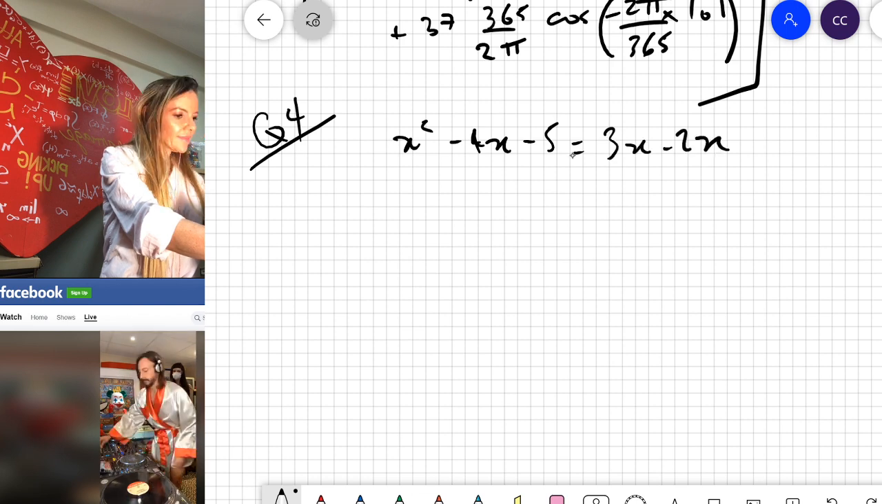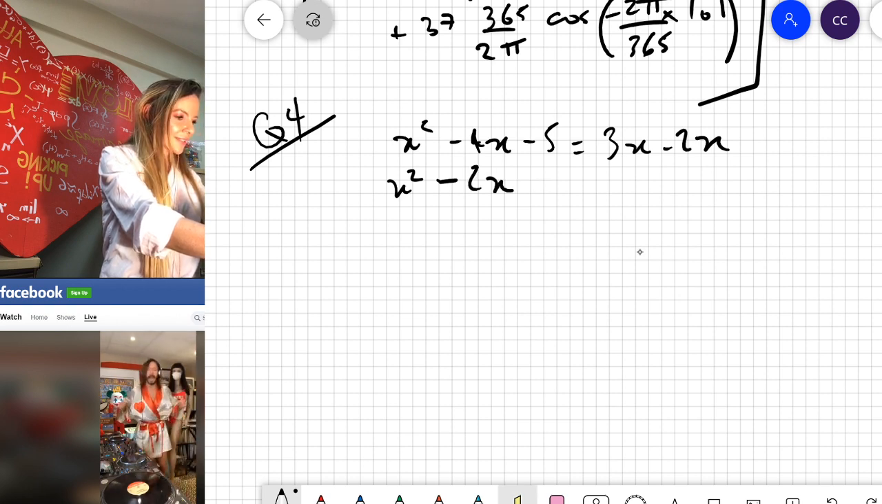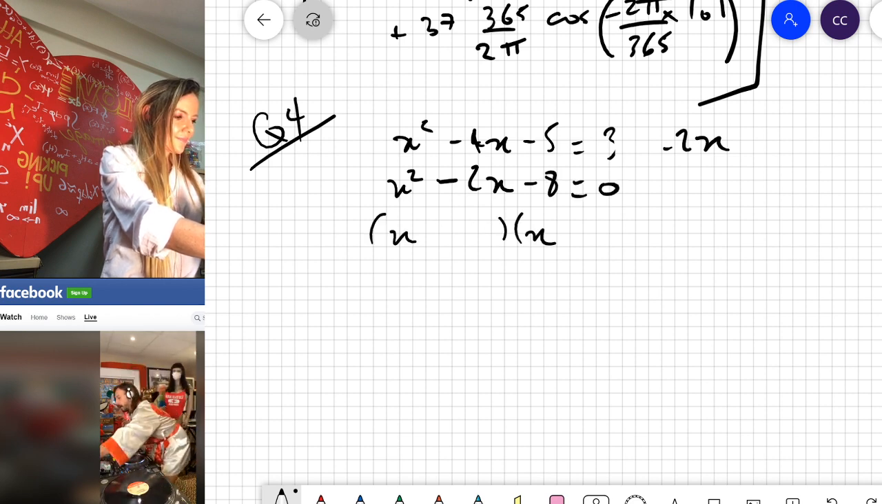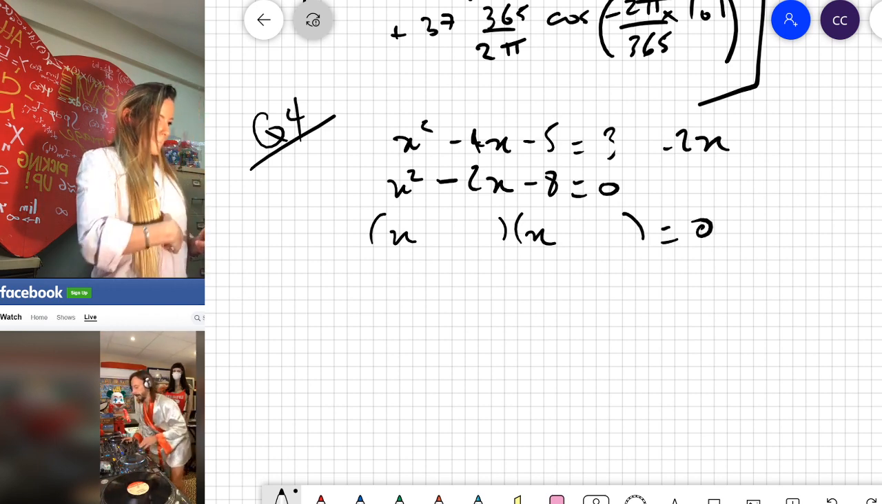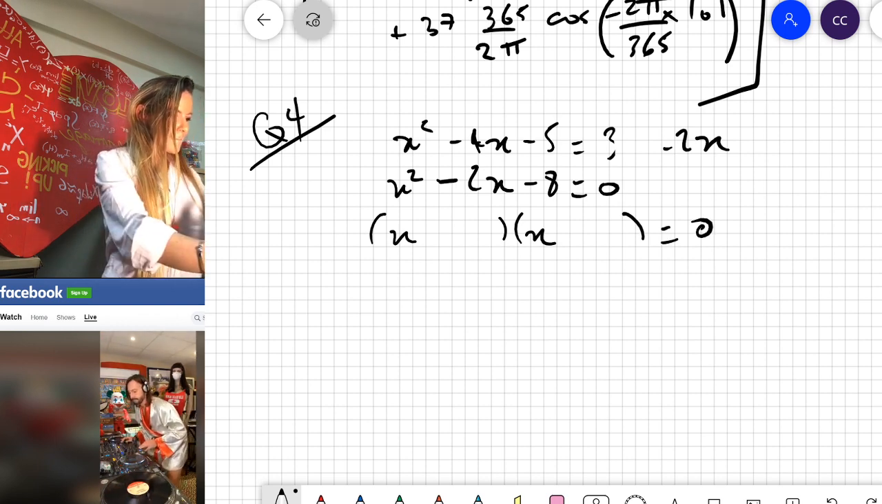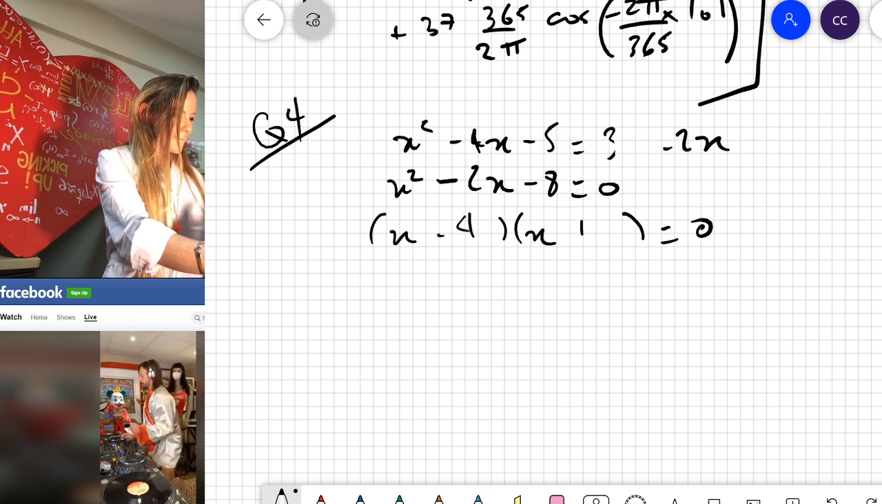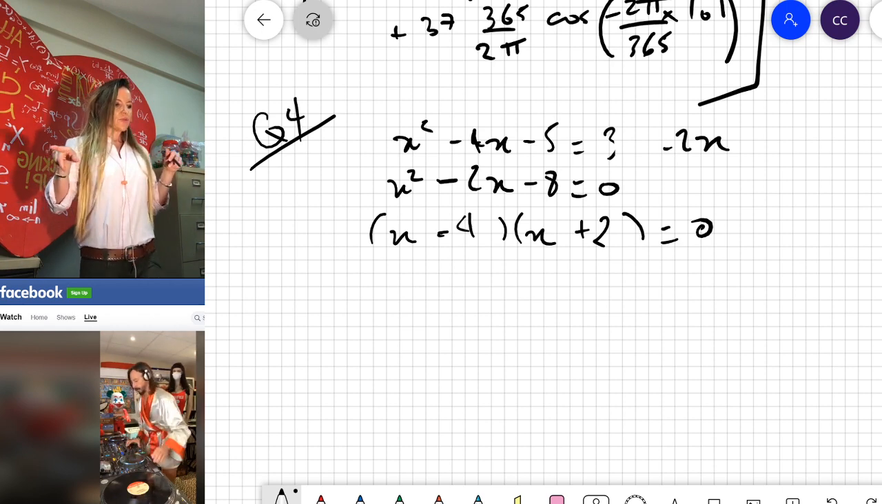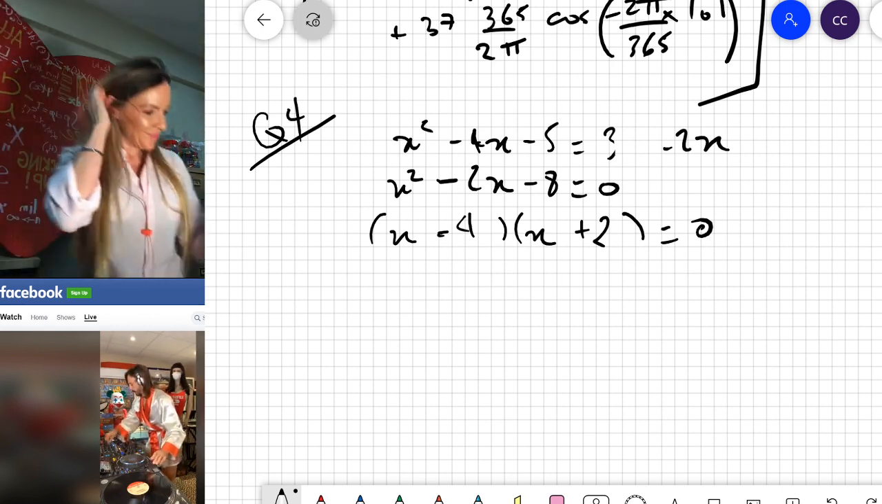That doesn't look very good, does it? 3x minus... Let's check. +2, -4, -8.